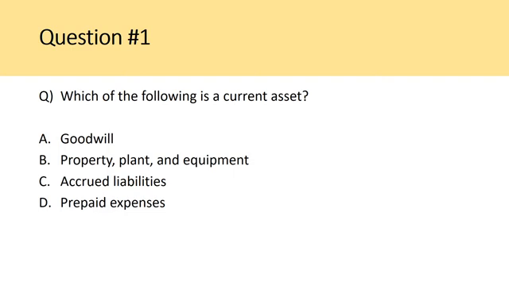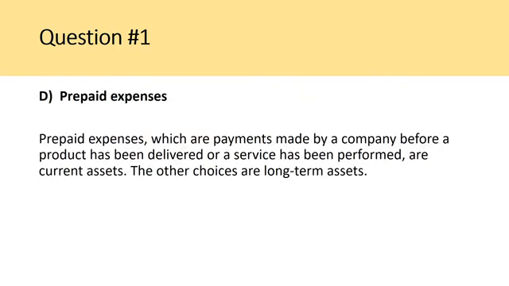A, goodwill. B, property, plant, and equipment. C, accrued liabilities, or D, prepaid expenses. Feel free to pause the video and try the question yourself, but I'm just going to run through them. For question 1, prepaid expenses would be the current asset. Accrued liabilities is a current liability, property, plant, and equipment is a long-term asset, and goodwill falls under equity. So none of these would be a current asset except for prepaid expenses. So D is the answer.